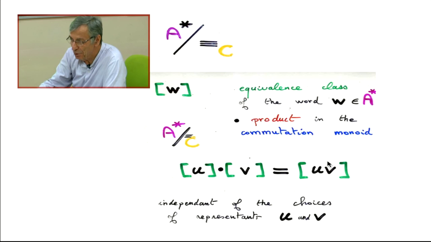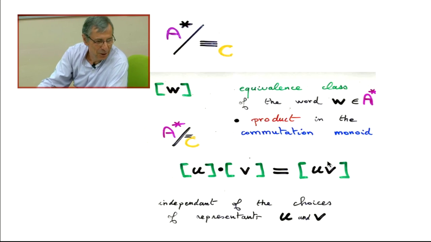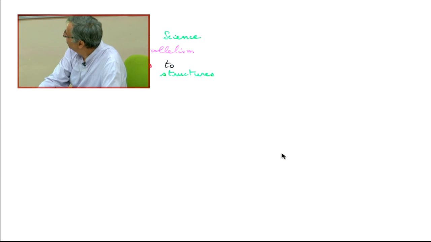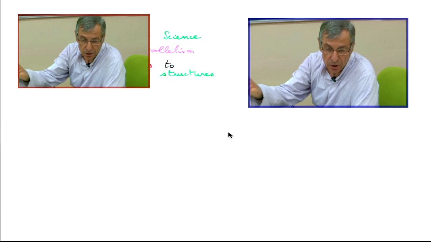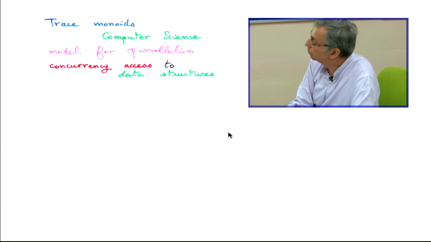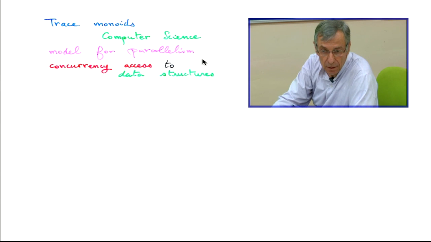It's easy, if you're an algebraist, you know this is easy. But I start slowly so as not to lose everybody since the first lecture. So this monoid has been reintroduced in computer science. It has the name trace monoid. So a trace is just an equivalence class of words. And this was a model for parallelism.